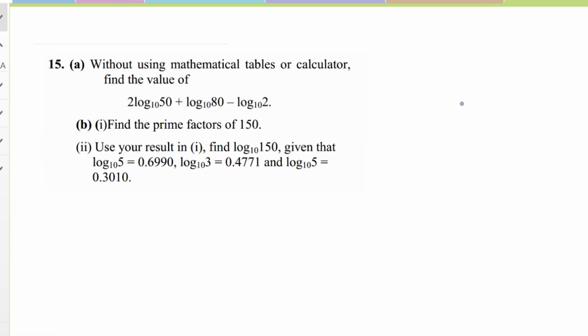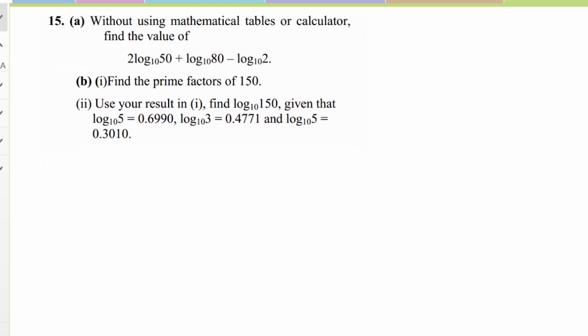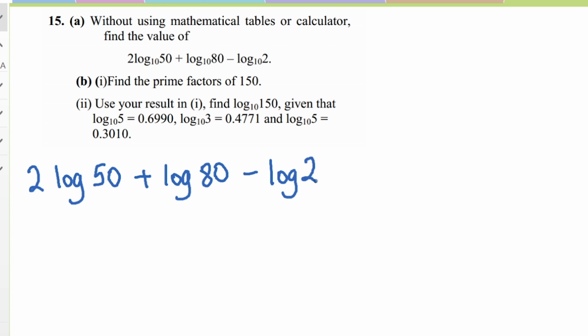Moving on to the next: without using tables or calculator, find the value of those numbers that are being given to us, as you can see. So again here, without using a table or calculator, find the value of 2 log 50 plus log 80 minus log 2. So let's do that. Of course, 2 times the logarithm of 50 to base 10 plus log of 80 base 10 minus log of 2 base 10.